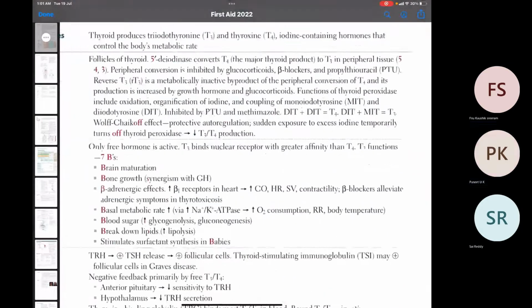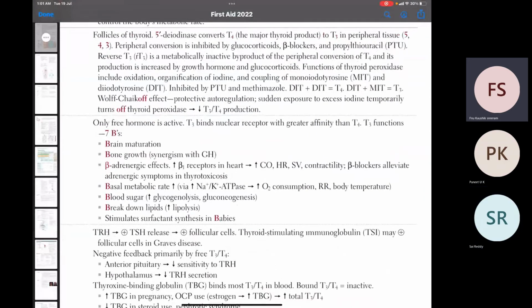T3 increases metabolism. Then growth hormone. Lipolysis, yeah. T3 is the one that's more active, so basically everything it increases. It causes bone growth, increases BMR, increases blood sugar, breaks down lipids so that it increases lipolysis, and stimulates surfactant production.